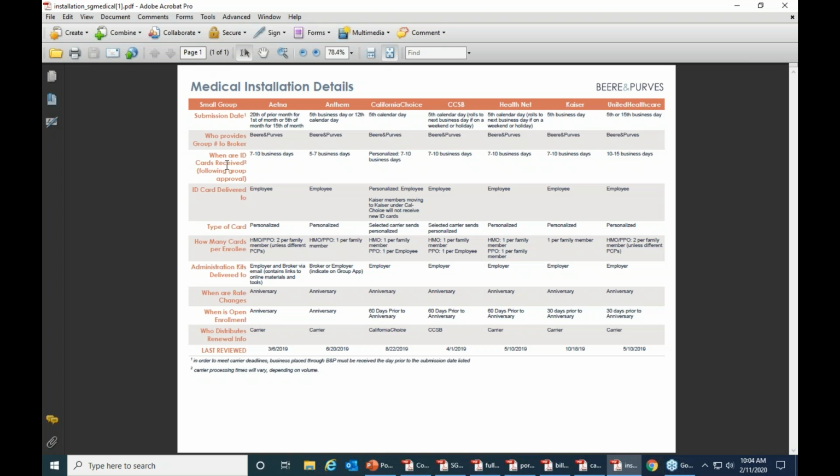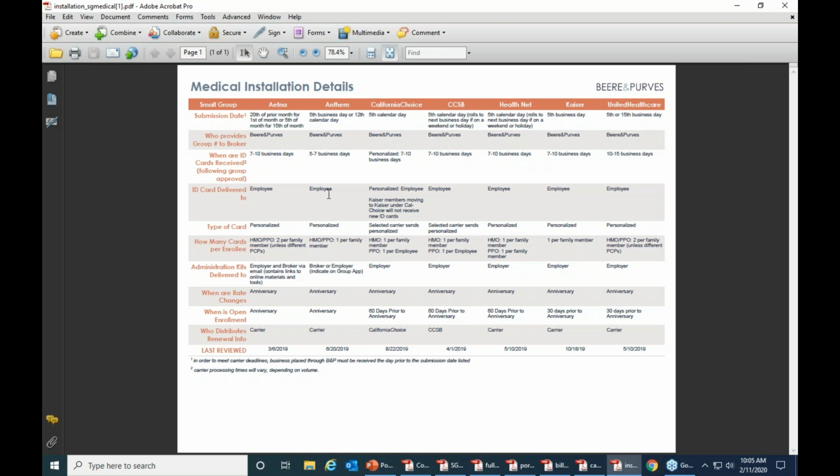So let's look at this. This group was an Anthem group. And let's see, oh, the administration kit is here. Where are the, oh, here we go, ID cards. Where are they delivered to? Oh, they're delivered to the employee. They can never be delivered to that employer's address.